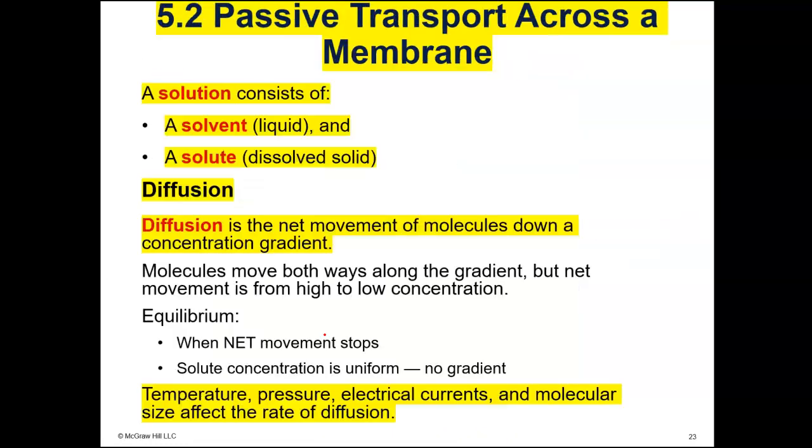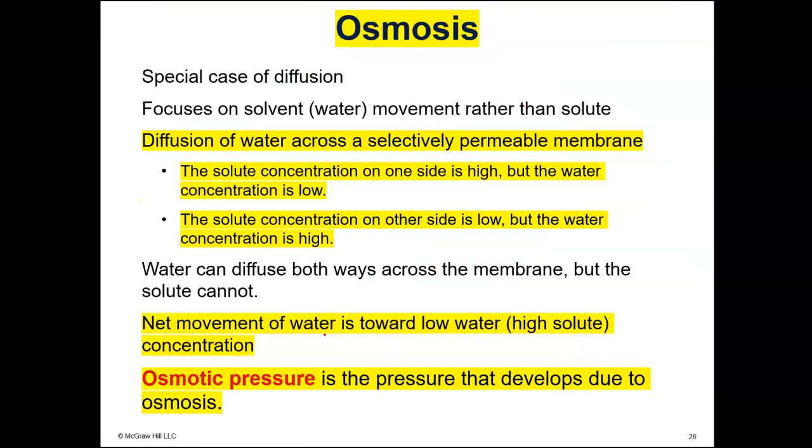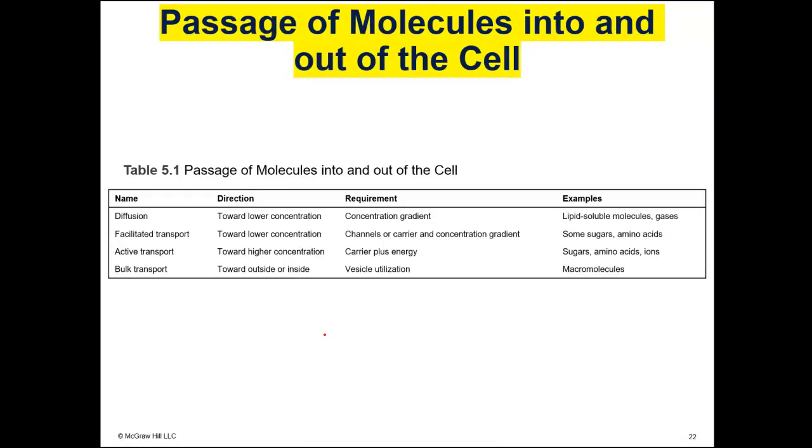So diffusion only requires a concentration gradient, and it only requires that the molecules move through the phospholipids. It doesn't require a carrier or a channel protein. Facilitated transport is identical to diffusion, but the molecules tend to be polar or have a charge, like sugars and amino acids, rather than oxygen and carbon dioxide gas, which are lipid soluble. The molecules are water soluble, okay?